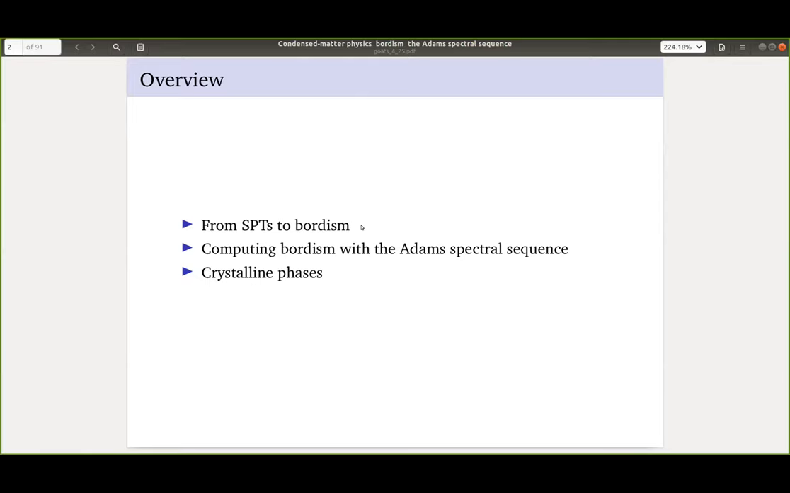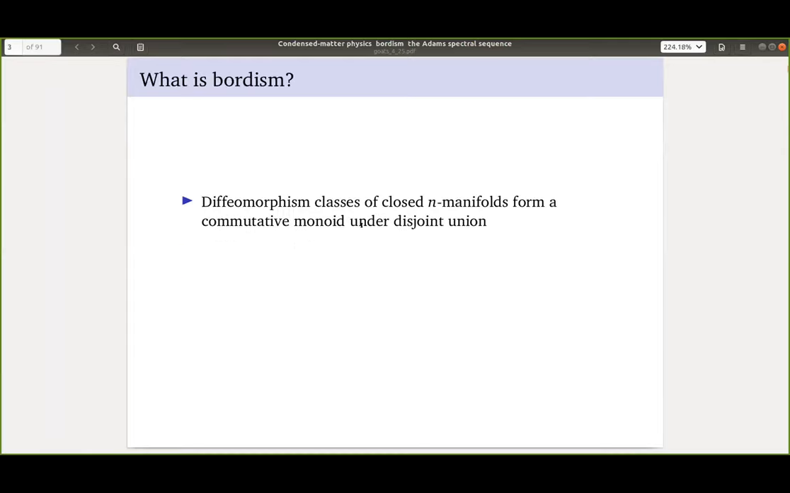And then in the last part, I'll tell you about a slight generalization of the physics application and some work in progress of my own on computing Bordism groups and then using them to say things about physics.